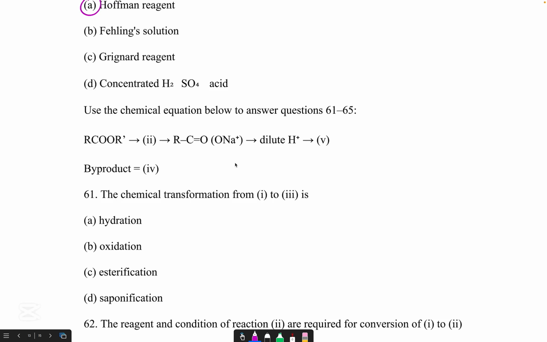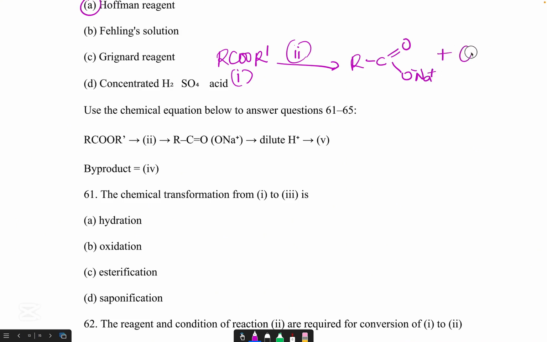It's almost right, but not quite. So the proper equation is RCOOR', then we have I. Then you have an arrow, C double bond O negative sodium, plus IV, to give us, then we have dilute acid to give us V. All right.